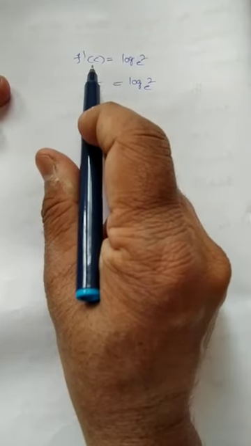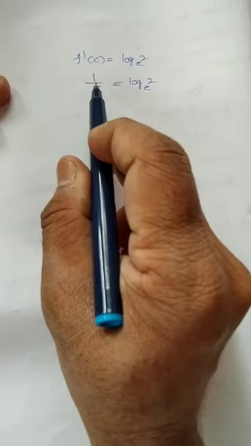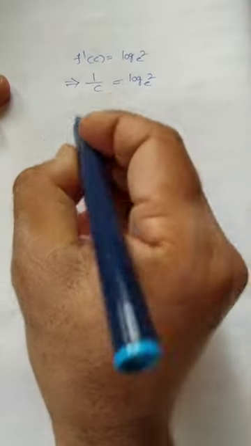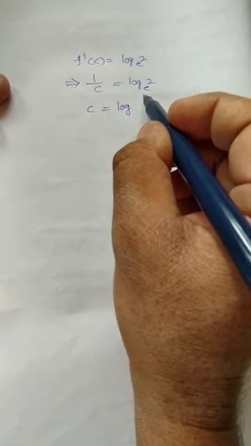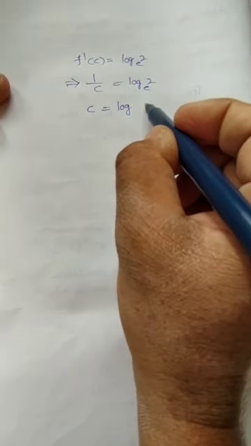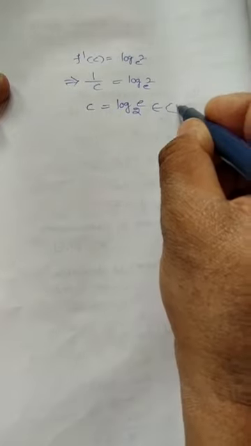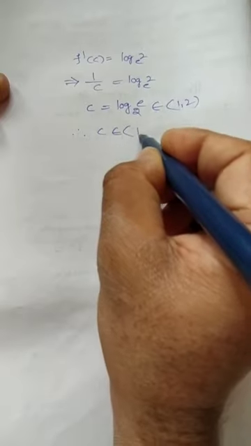But I found the f dash of c value is 1 by c. That implies 1 by c is equal to log 2 with base e. Therefore the c value will reverse, it is log e with base 2. So it is always in between 1 comma 2. Therefore we proved that c belongs to 1 comma 2.